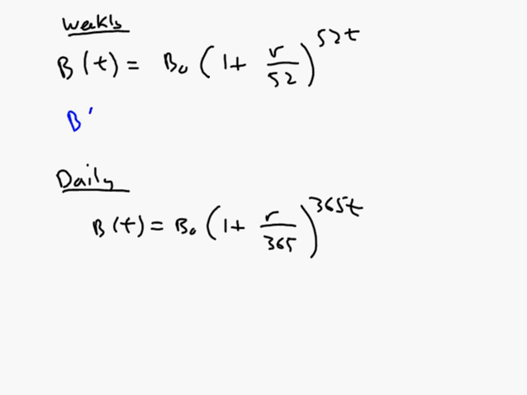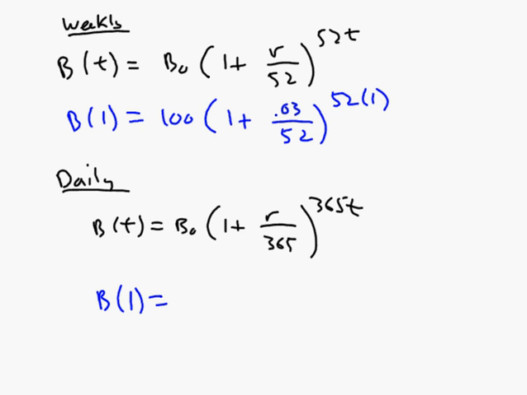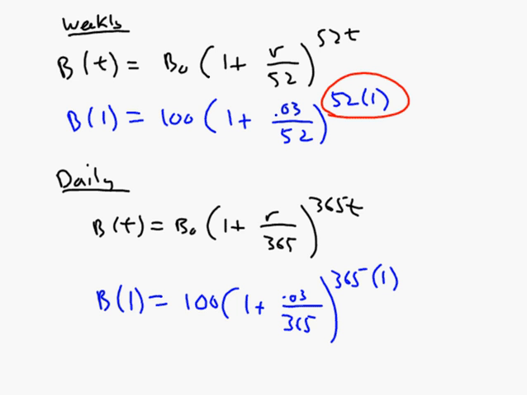This would look like B of 1. We're going to talk about 1 year for now. It's going to be $100 times 1 plus 0.03 over 52 to the 52 times 1. And then also B of 1 down here would be 100 times 1 plus 0.03 over 365 to the 365 times 1. You should take note of these exponents. Take a look at this exponent here. It shouldn't surprise you. If you're compounding weekly, in 1 year, you would expect to receive interest 52 times. So that's why we're doing 52 times 1.